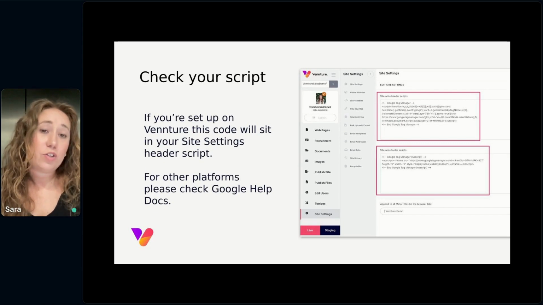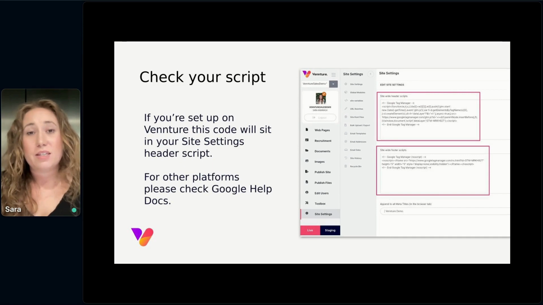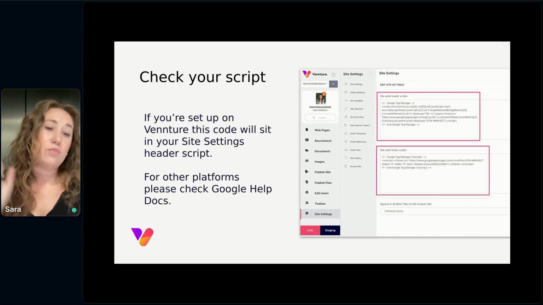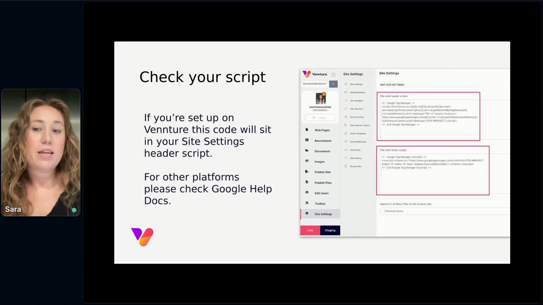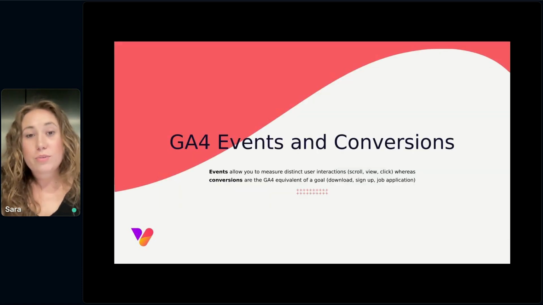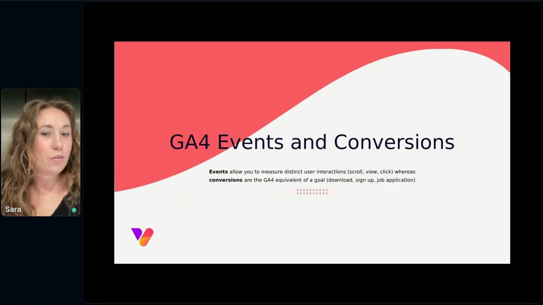If you're a Venture client, it's a little bit easier. It's just in your site settings. If you click on site settings, you'll be able to see it, the header script and the footer script instantly. So you can just very quickly check, is it in my website? Can I have a look at it? Can I have a look at what's going on with it? Once you've done that, all you have to do is log in and start playing with GA4.